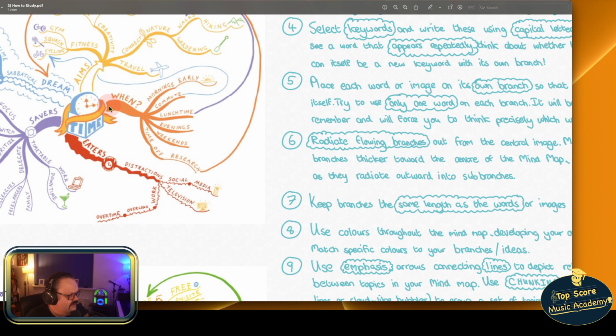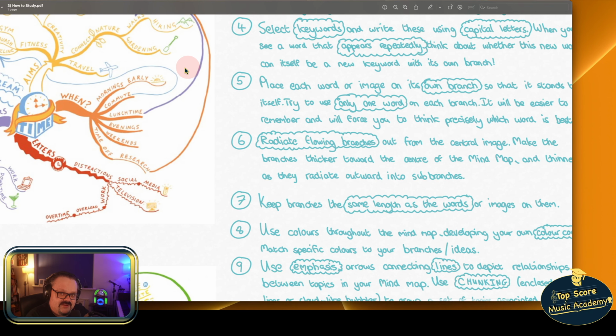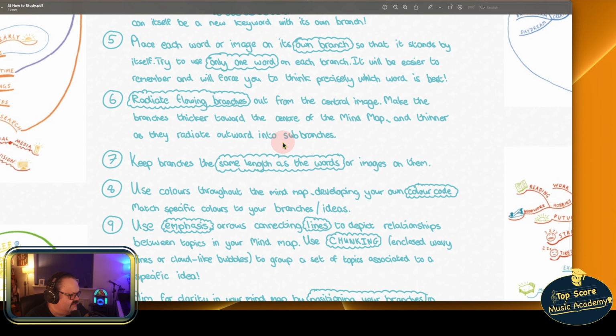You have thicker branches towards the middle and thinner branches towards the outside. There's actually a good reason for this that's discussed in the book, is that it almost looks like a neuron in the human brain. That's what you're trying to emulate, actually, is the very sort of physical way that our brains are made up. You want to try to make your mind maps look like that as well. So there is a little bit of science that's gone in behind this. It isn't just for aesthetic value. Yeah, so radiate flowing branches.